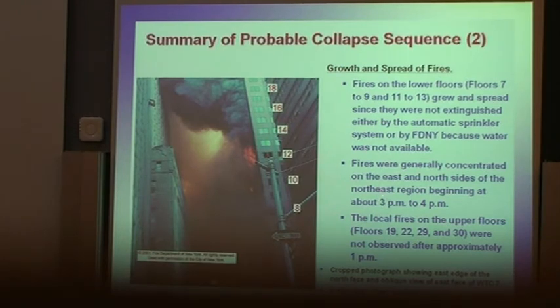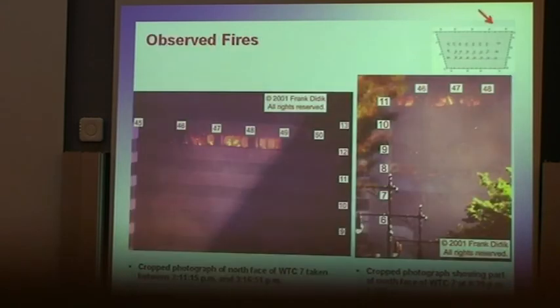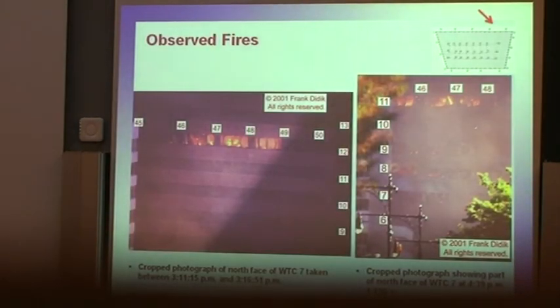Then now we talk about the growth and spread of fires. The sustained fires, as I mentioned earlier, were concentrated on floors 7 to 9 and floors 11 to 13. And as I mentioned, we started in the southwest corner. They took different paths until at the time of collapse, they were concentrated in the northeast corner. And you can see some of these fires raging here, as you can see the smoke associated with it. The local fires on the upper floors were not observed after 1 o'clock.